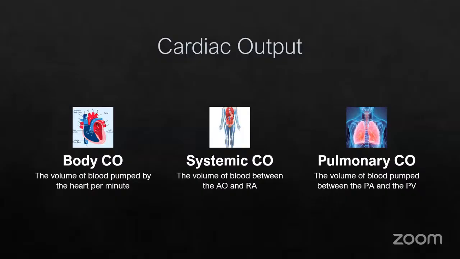Cardiac output is going to be the amount of blood pumped by the heart per minute. This is a general cardiac output. We're not expecting there's any shunt. This is a standard cardiac output test or diagnostic that we are doing when we do right heart.